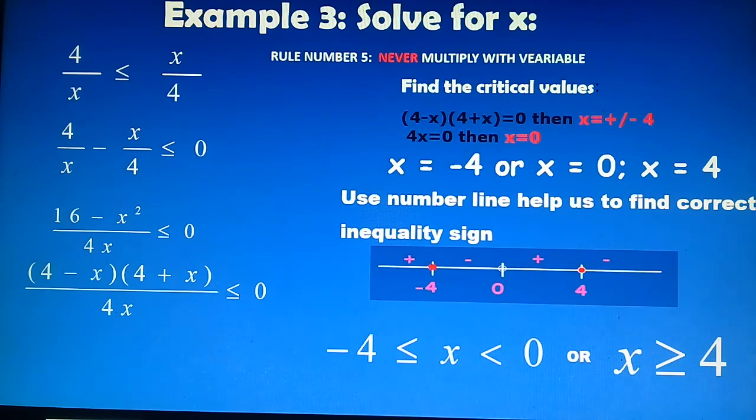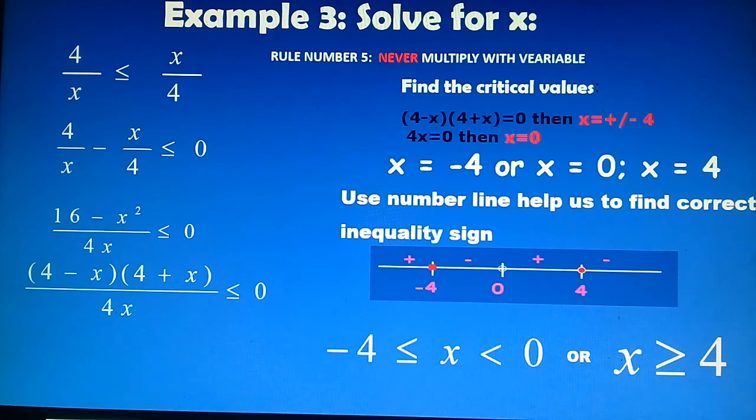Why don't we put equal to 0 there? Because now our function cannot be equal to 0: in the denominator, if we put 0 there, we have 4x, and 4 multiplied by 0 is 0. Anything divided by 0 is undefined. Therefore, that's why you have less than 0 there.